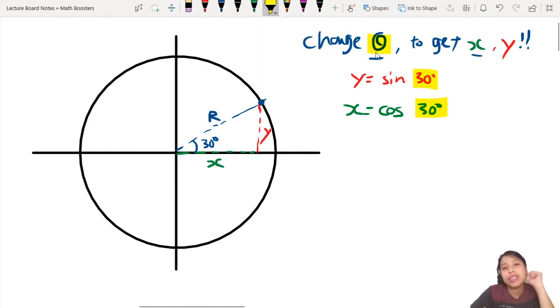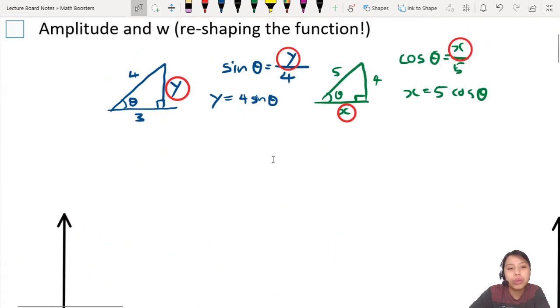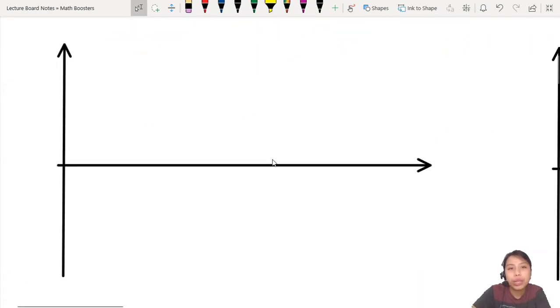Fix your radius, and then you will get all kinds of x and y to put. So how does a graph look like? You need to know the basic shape. So if we have a sine graph, let's use sine, and then you want to plot, let's say, y against some quantity. How will a sine graph look like?